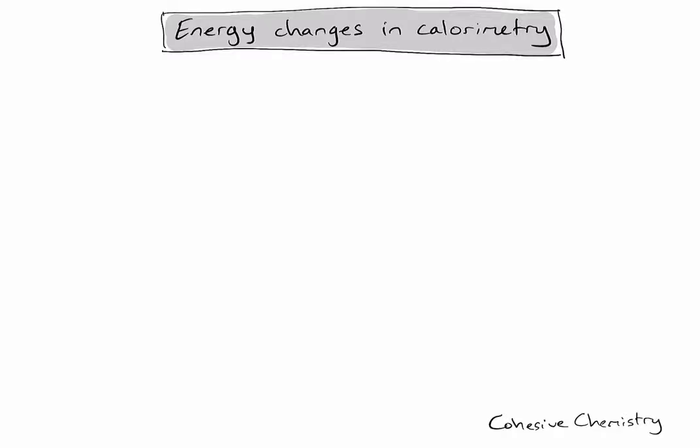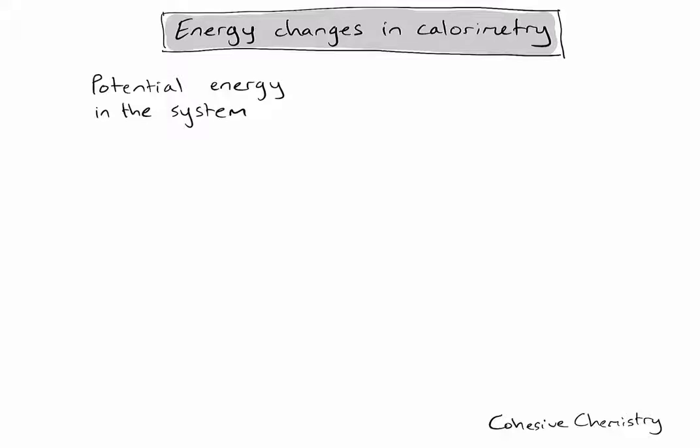So let's think about energy changes in calorimetry. As a chemist, we are interested in two types of energy change. The first one is the change in potential energy of my system, which is the chemicals involved in the reaction.